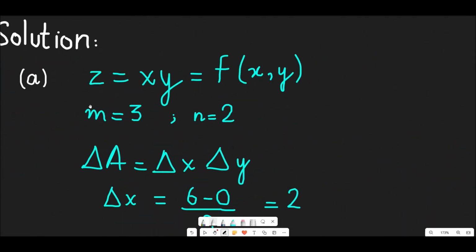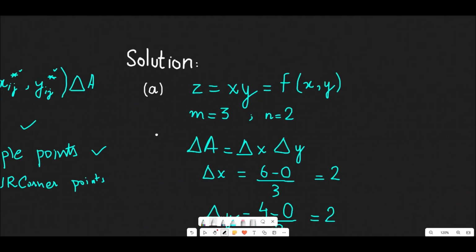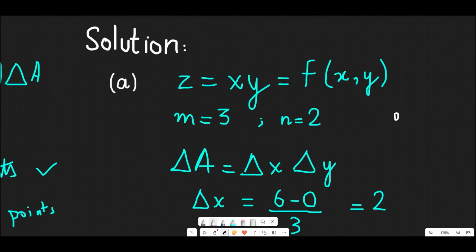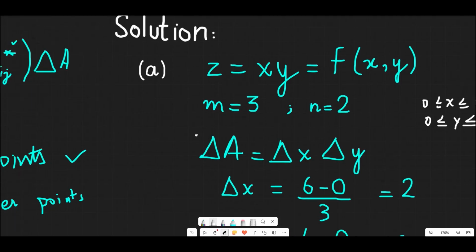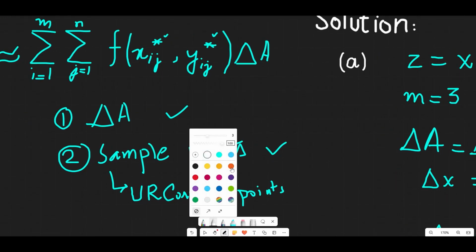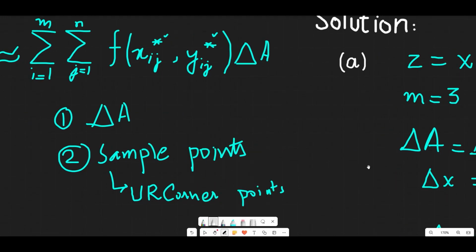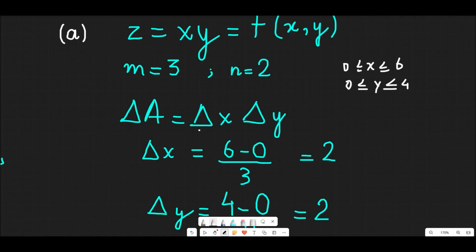This is our function, and these are the number of intervals we have to divide the y and x axes into, where x is between 0 and 6. This is the interval we have been given, and n is the number of intervals for y, which is bounded by these limits. So, okay, the two things we need: the first is delta A and the second is the sample points. So, what's delta A now? Delta A is delta x times delta y.